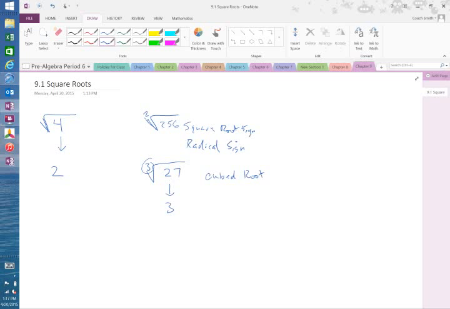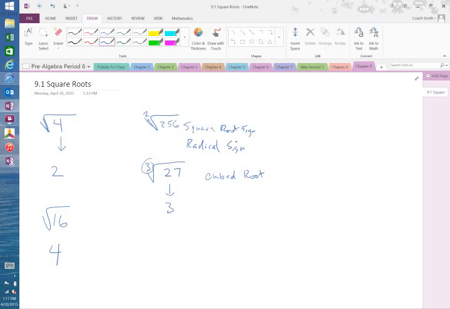Now we're going to talk about square roots today, but I wanted you to understand that a radical sign can have any number out there on it, and what it's saying, like when we talked about the cubed root, is what number times itself 3 times would equal 27. So let's say we had the square root of 16. Square root of 16 is 4.